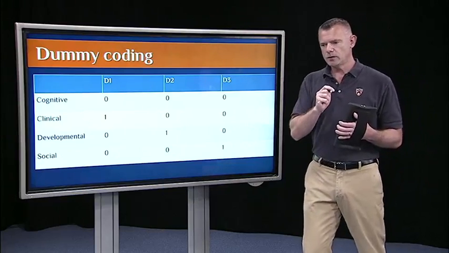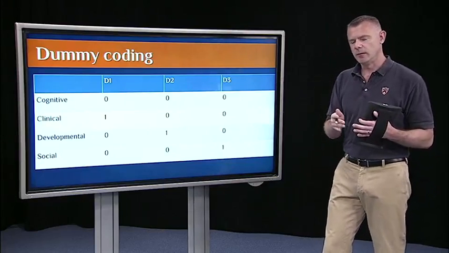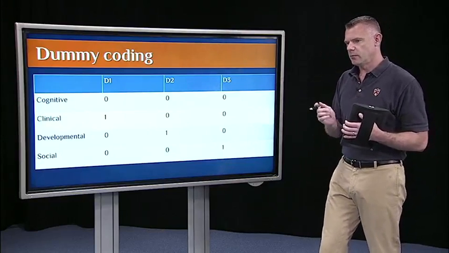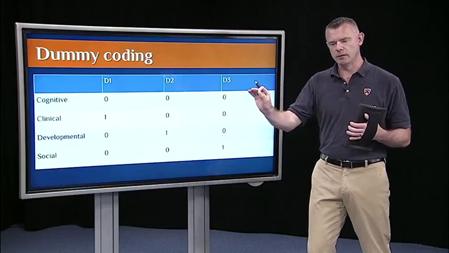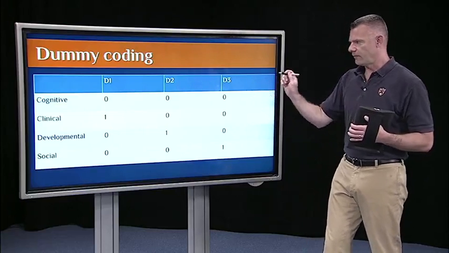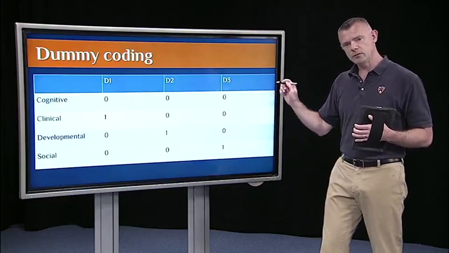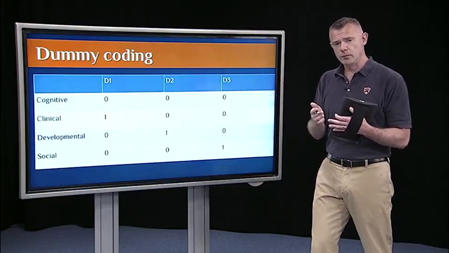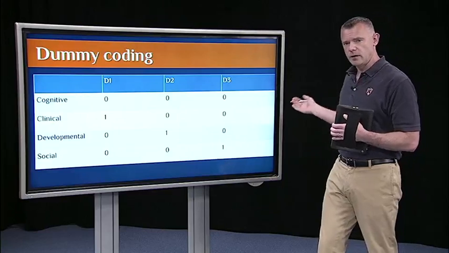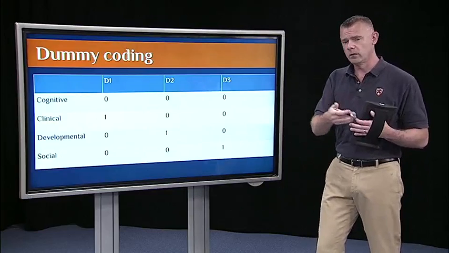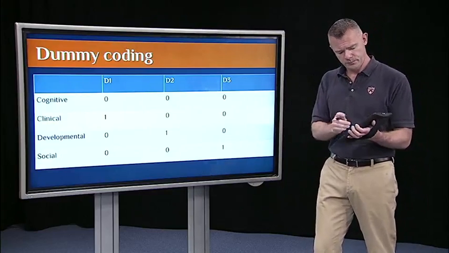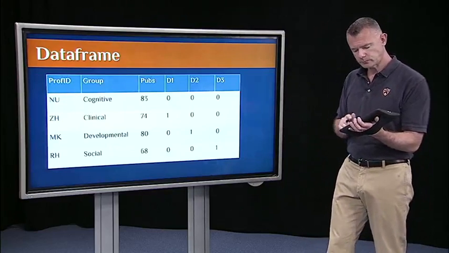Now remember, what's the regression constant in a multiple regression? It's the predicted score on the outcome variable when all the x's are 0. Well, I now have a really meaningful group there. I have the cognitive group. That's where all x's are 0. So my regression constant is going to be the predicted score for the cognitive group. So let's see how that works.